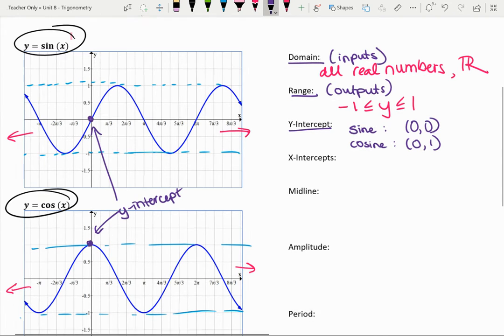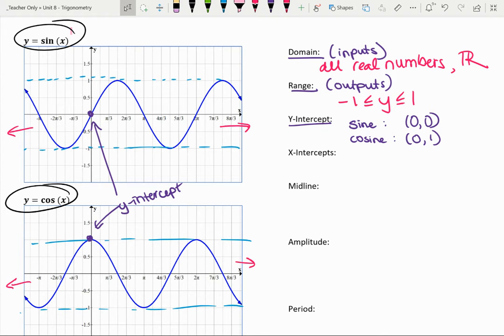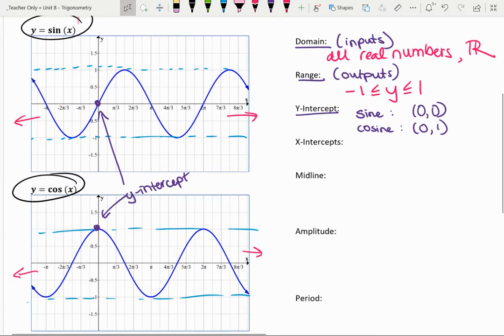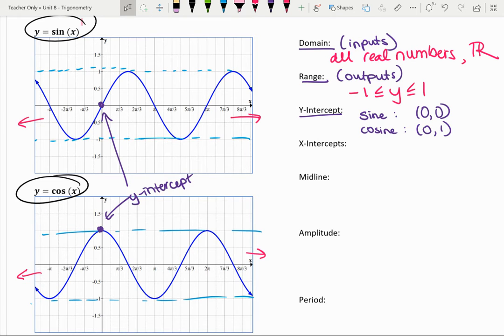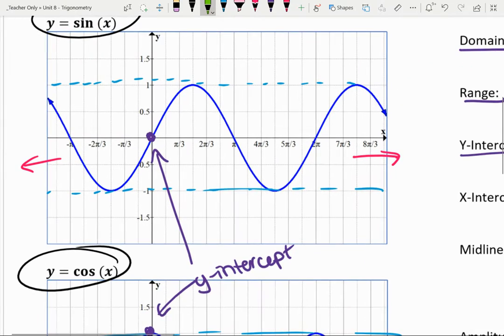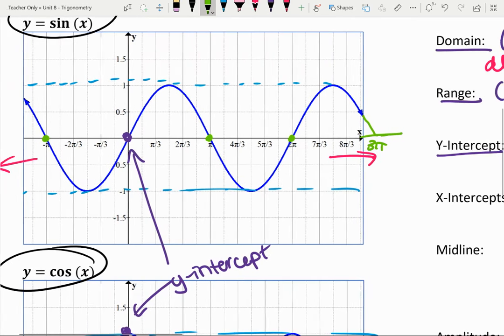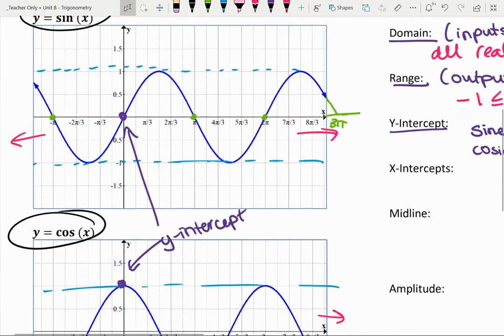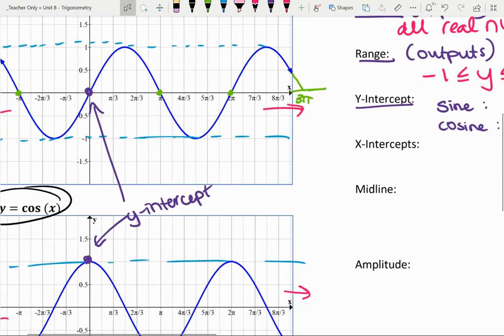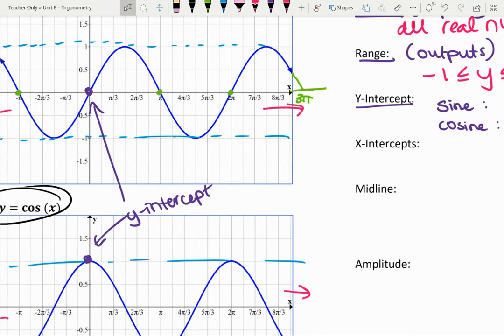Okay. Our x-intercepts, you'll notice that both of these graphs have multiple x-intercepts, and they're equally spaced apart. For sine, if I just zoom in here, we've got an x-intercept at 0, 0, and then we have another one at pi, and another one at 2 pi. If we go backwards, we have one at -pi, and if we were to extend forward, we would have another one at 3 pi. So sine crosses the x-axis every interval of pi.